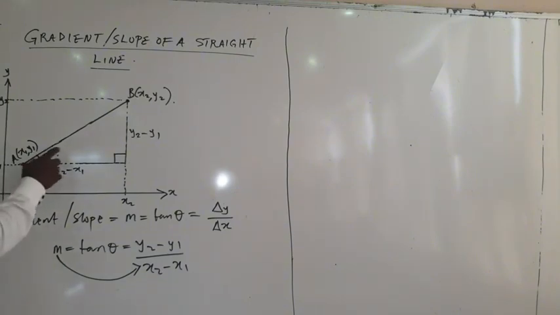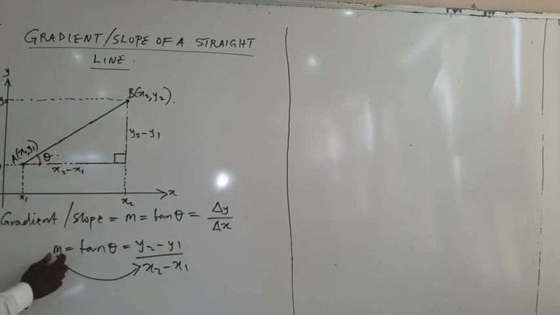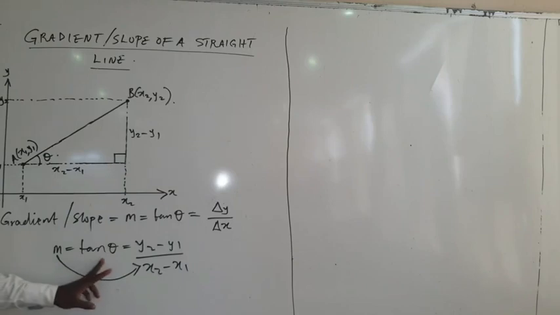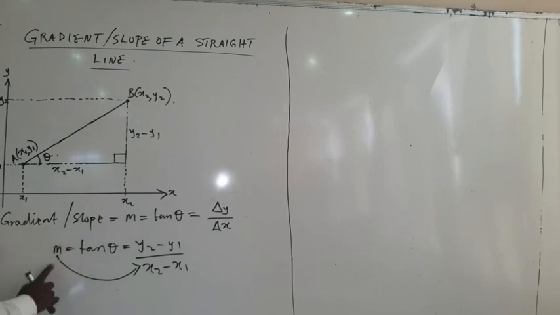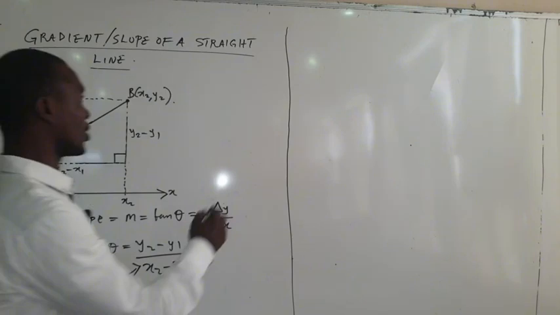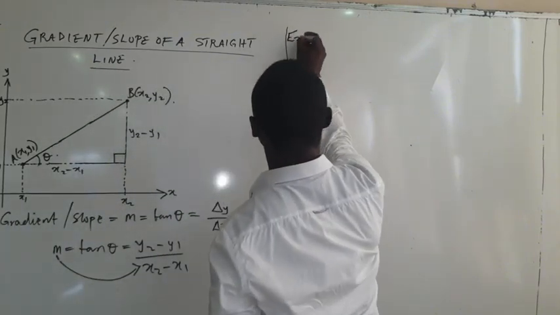At times you can be given the angle and be asked to look for the gradient. At times you might be given the gradient and be asked to look for the angle. So we make use of m equals tan theta. Or if it is the 2 points and you are looking for the gradient, it will be m equals y2 minus y1 over x2 minus x1. So the gradient formula of this straight line AB is m equals y2 minus y1 all over x2 minus x1. Let's move to the first example.